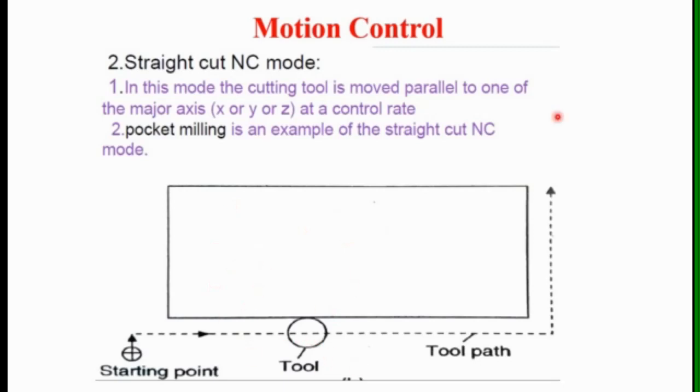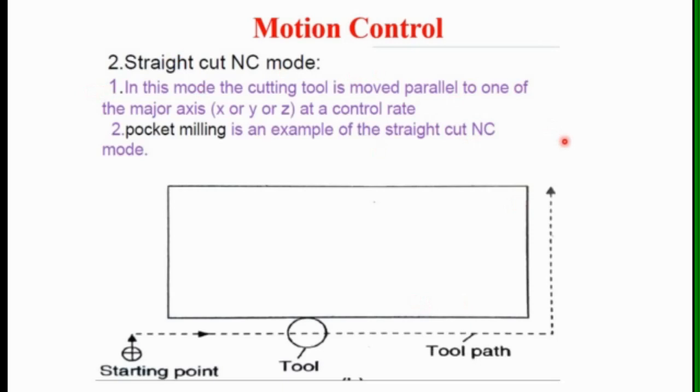With this type of NC system, it is not possible to combine movements in more than one axis direction. Okay, so that means it should be controlled in one direction only. Therefore, angular cuts on the workpiece would not be possible with this straight cut NC mode.